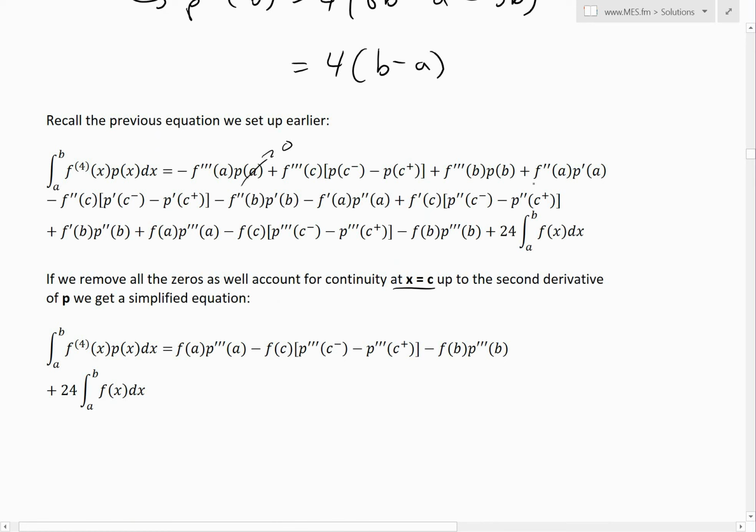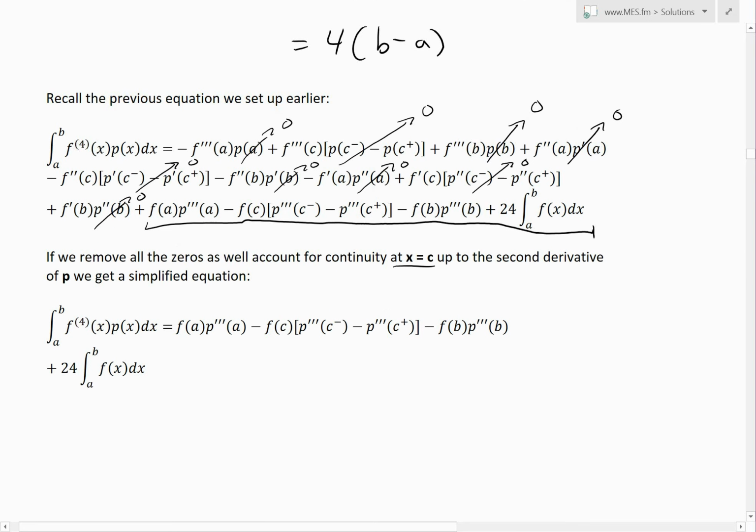What else is 0? This is continuity, so this is all 0. P of b is 0. P prime of a is 0. This continuity is 0. This is a 0. Pretty much everything is a 0. A lot of stuff is 0, up to here, 0. The only thing not 0 is this. These are not 0. So we've pretty much gotten rid of everything.